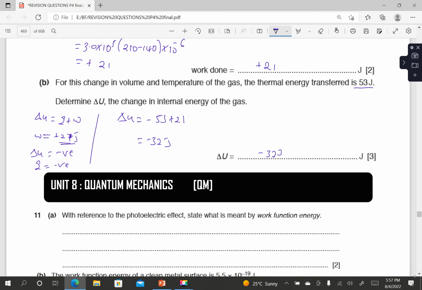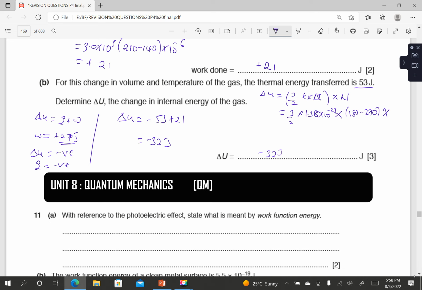Another way of thinking about this, but this will be relatively harder for some of you: change in internal energy depends on the average total kinetic energy of the molecules, which will be 3 over 2 times k times the change in temperature, then times N. Note that temperature is decreasing, so the change is negative. So this is going to be 3 over 2 times 1.38 times 10 power negative 23 times the change in temperature, which will be 180 minus the initial temperature of 270, then times the number of molecules.